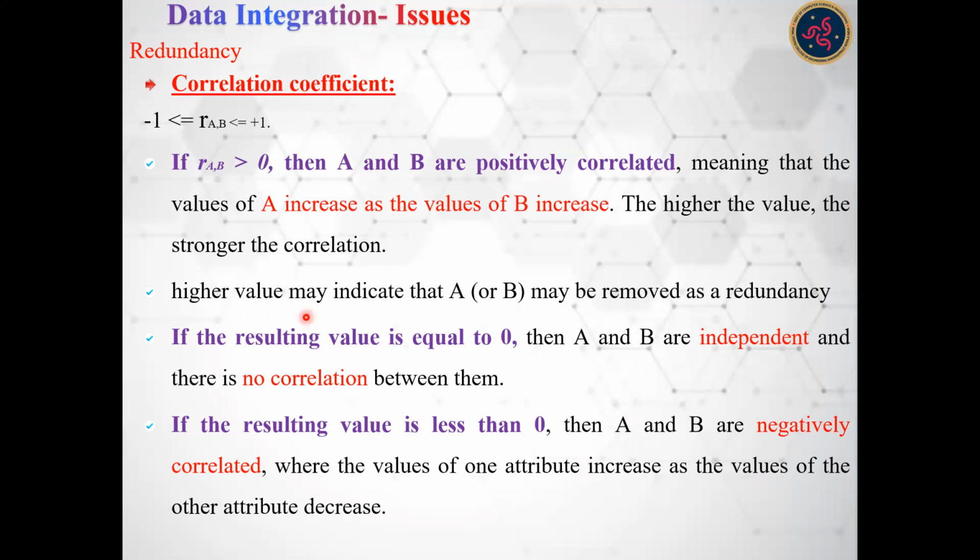Next, if r_AB is equal to 0, that means A and B are totally different, or independent, and there is no correlation between them. And if the value is less than 0, it means A and B are negatively correlated. That is, if one increases, then the other one may decrease. That is a negative correlation. So this is about the correlation coefficient.